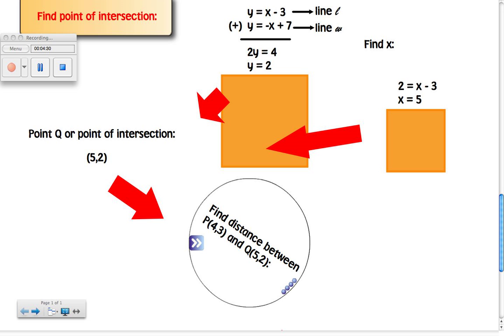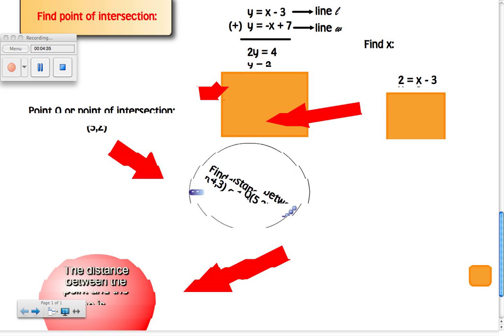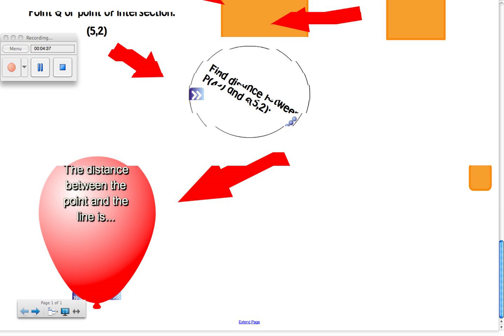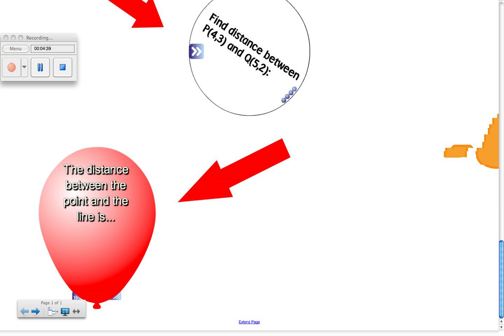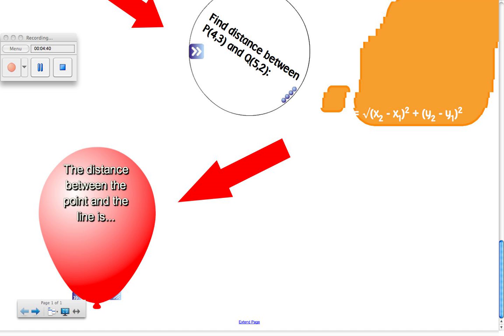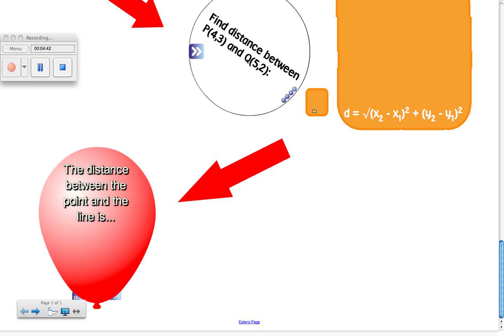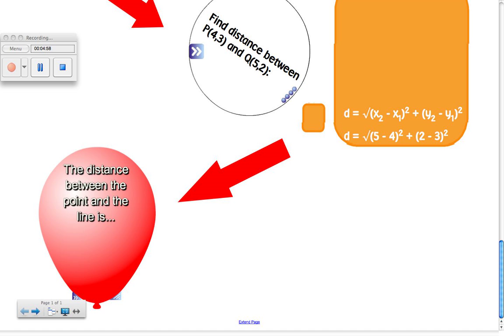And now we are going to find the distance between point P, which is (4, 3), and point Q, which is (5, 2). We're going to do that by using our distance formula, which is d equals radical of x sub 2 minus x sub 1 squared plus y sub 2 minus y sub 1 squared. We're going to use our two coordinates and plug them in.